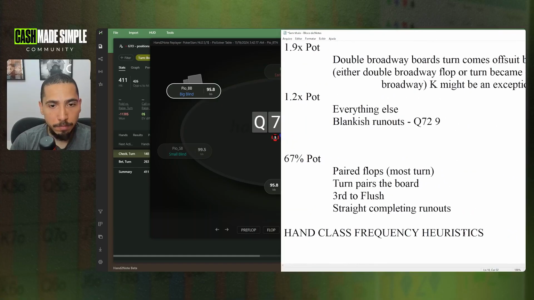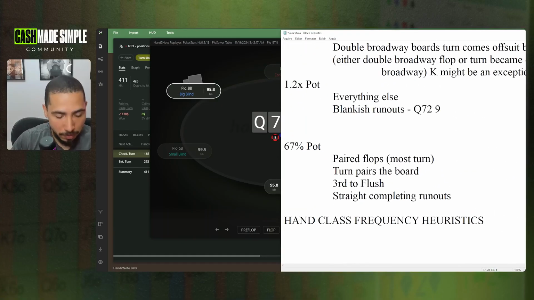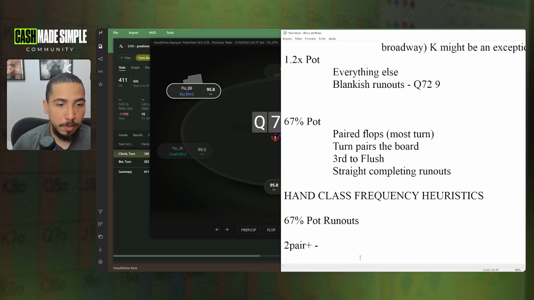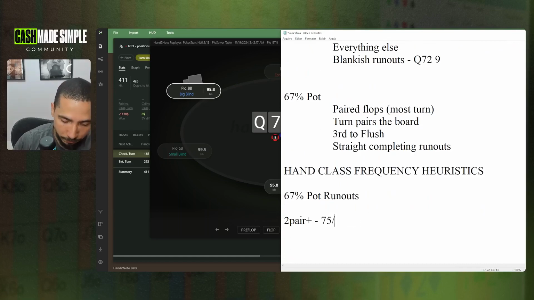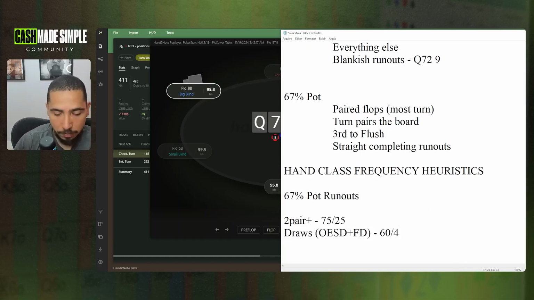Let's take notes of these hand class frequency heuristics. Here you should be 2-pair plus. This is for the 67% pot runouts. Your 2-pair plus should be in the 75-25 bucket. The draws, open-ended straight draws plus flush draws, should be in the 60-40.